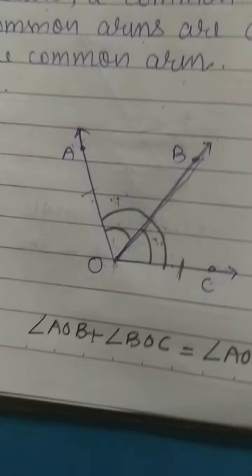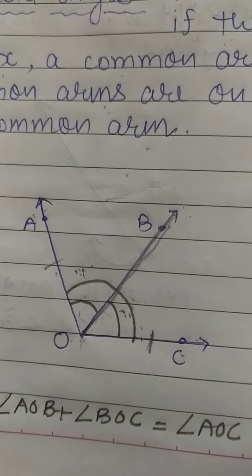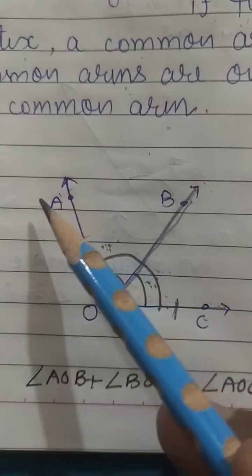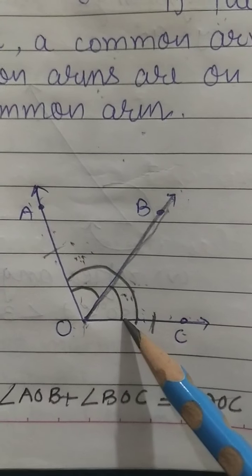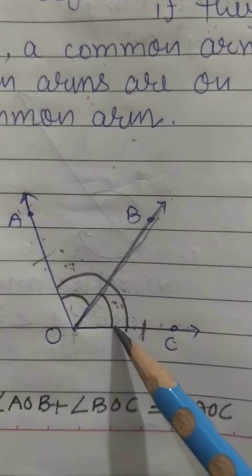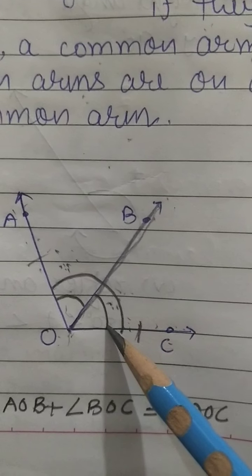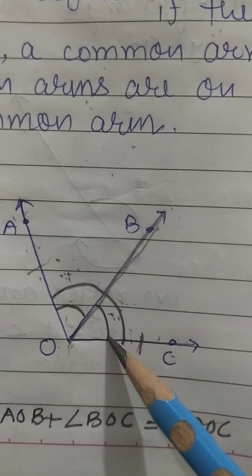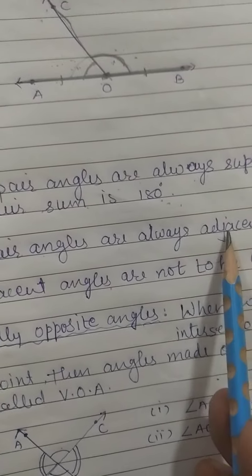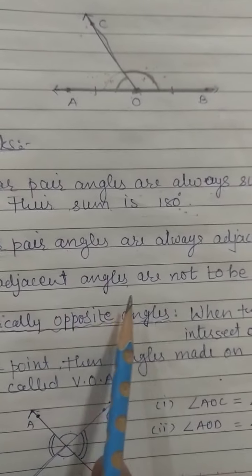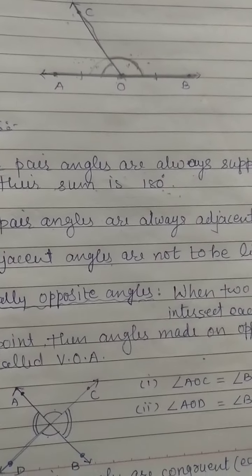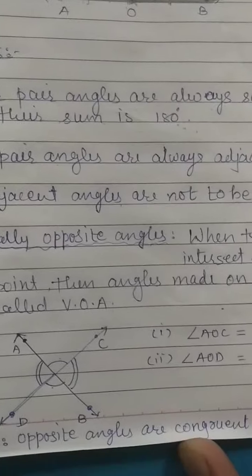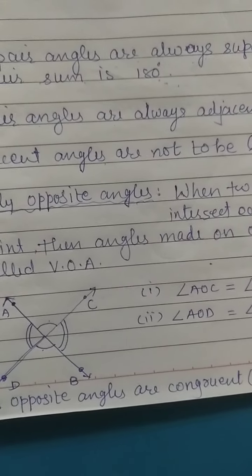But if you take adjacent angles like this, what happens? The non-common arms are not on opposite sides, exactly opposite of each other. Then and only then they form a linear pair, right? So it is said that all linear pair angles are always adjacent, but adjacent angles are not necessarily in a linear pair, right? Okay, the next one, vertically opposite angles.